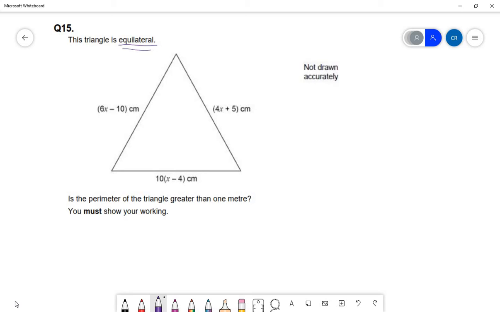Okay, so that means all of the sides are equal, aren't they? So I'll just mark them on. Is the perimeter of the triangle greater than 1 meter? You must show your working, so you can't just write yes or no and get the marks.